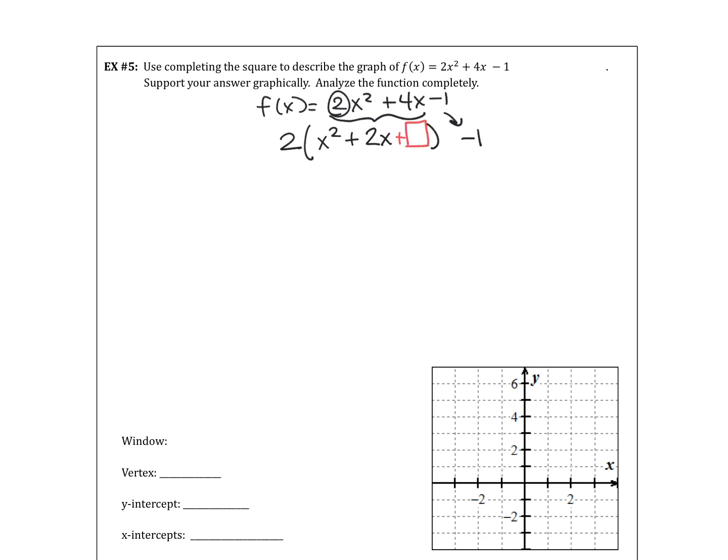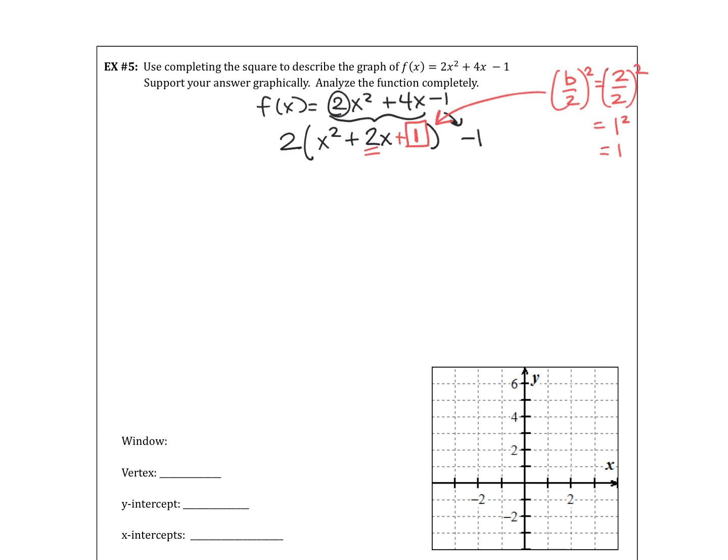What goes in here? Remember, we're going to take b, cut it in half, and square it. Here your b value is 2. Cut it in half and square it. So 2 over 2 is 1, and 1 squared is just 1. That's what we're going to put in this box. This will complete the square for us.